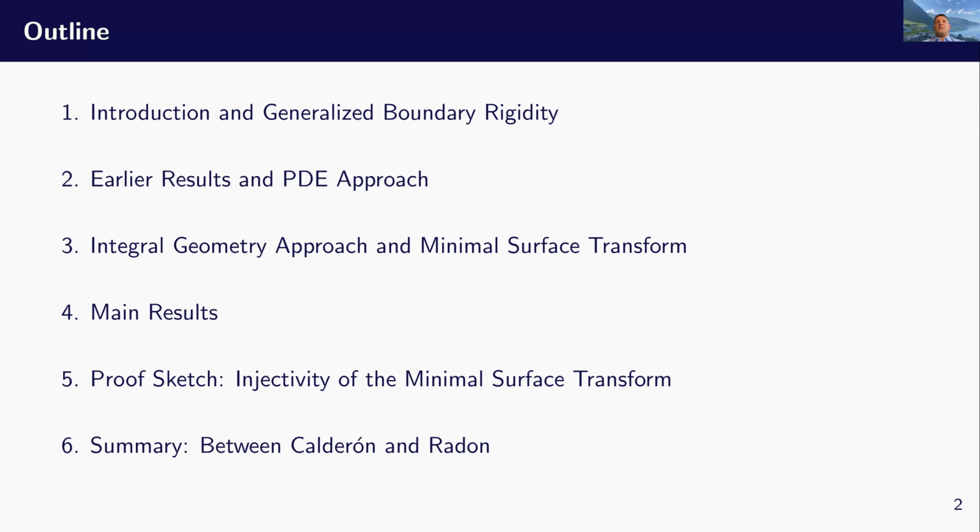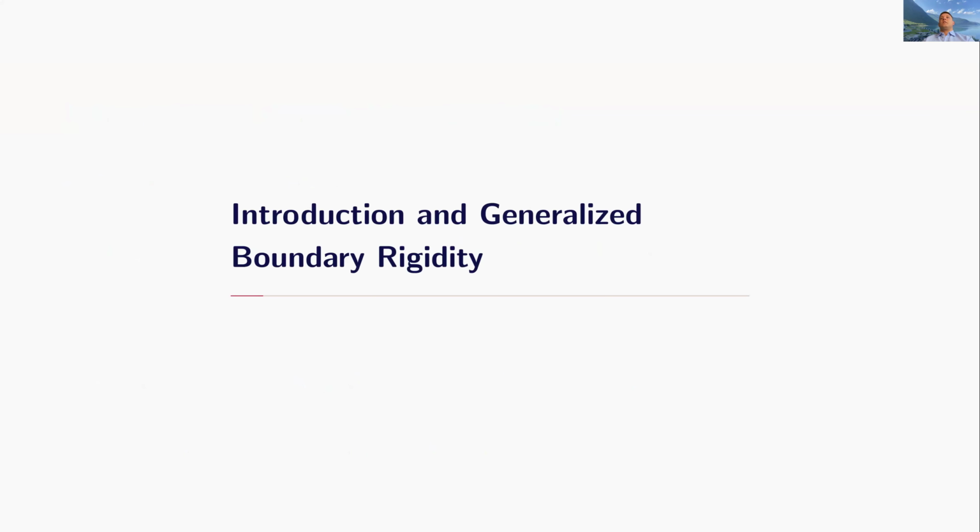After that, I will go to the main results, what we obtained in the paper, which was mentioned in the opening slide. After that, I will actually go to a sketch of proof. How do you prove the injectivity of the minimal surface transform? There are a couple of things which I would like to explain in the proof, which might be helpful in other problems as well. And in the end, there's a summary where I will compare this PDE approach, the Calderón, and this integral geometry approach, the Radon. So let's start.